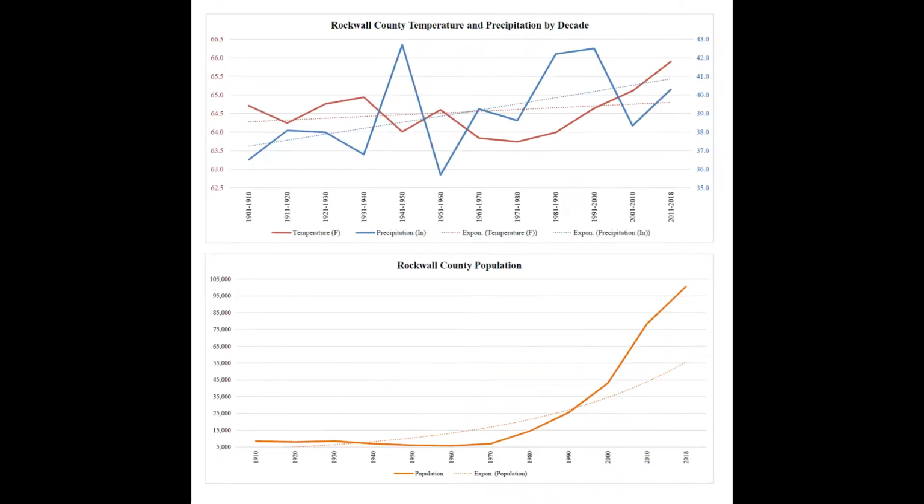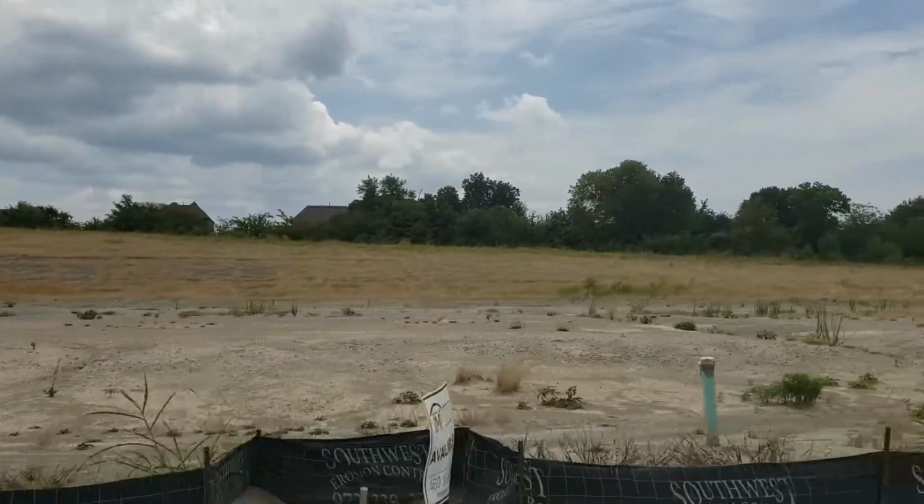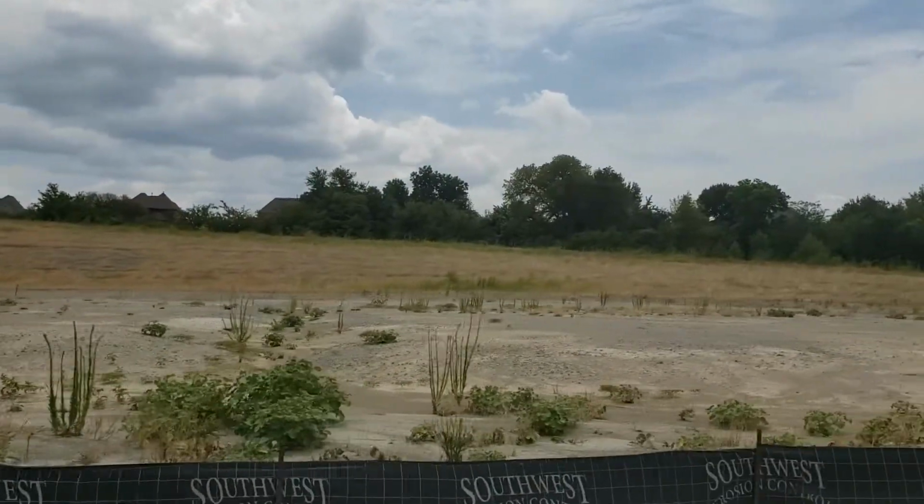By the end of the current decade, these 2 points on the graph could end up being even closer, as 2019 has had above average rainfall and below average temperatures.